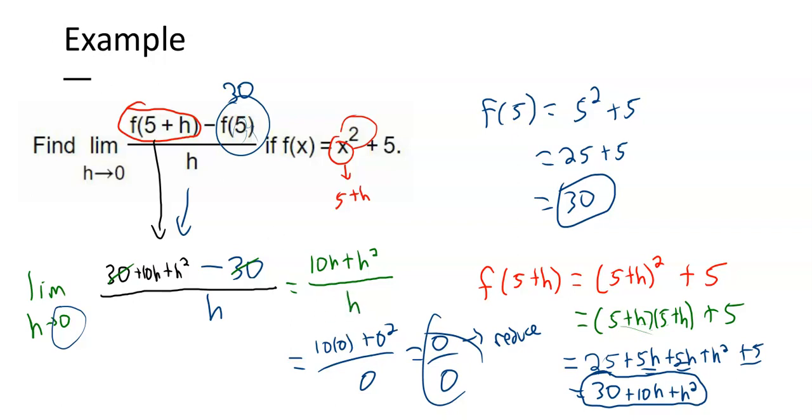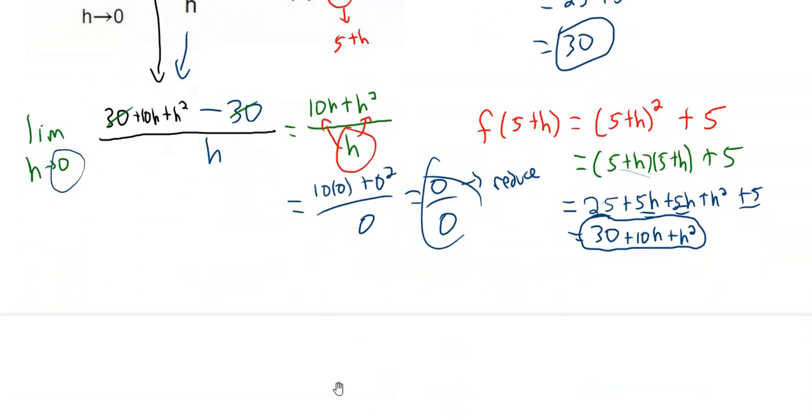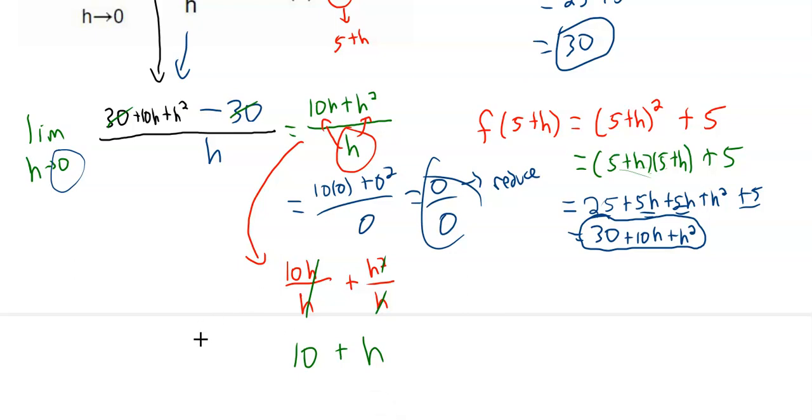So this can be reduced, right? We can take this h and divide it into each term separately. So let's go ahead and do that. Reduce it first, and then we'll try plugging in 0 for h and seeing what happens. We'll get 10h over h plus h squared over h. In the first case, the h's cancel out, and we just get 10. Here, we can cancel out one h, but we'll still have an h left over. So it reduces, the fraction goes away.